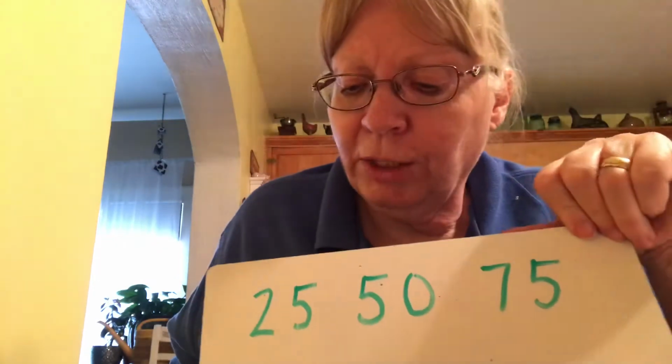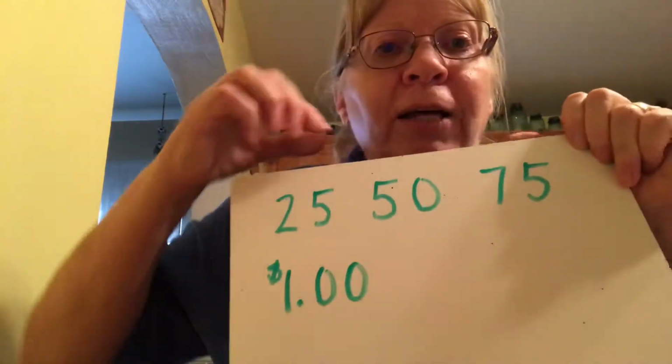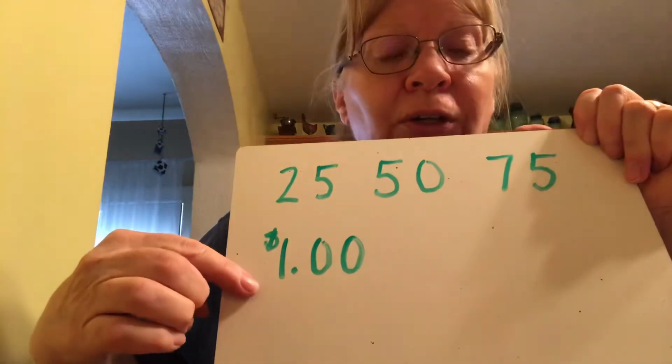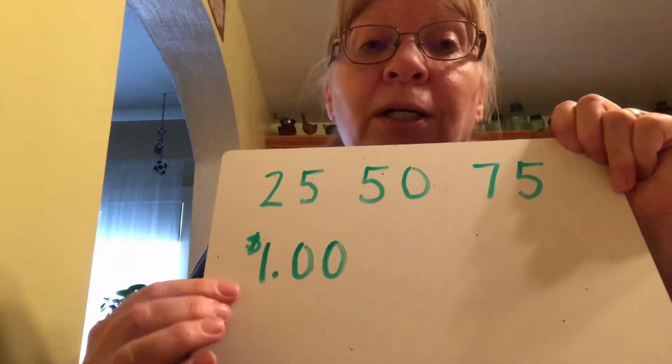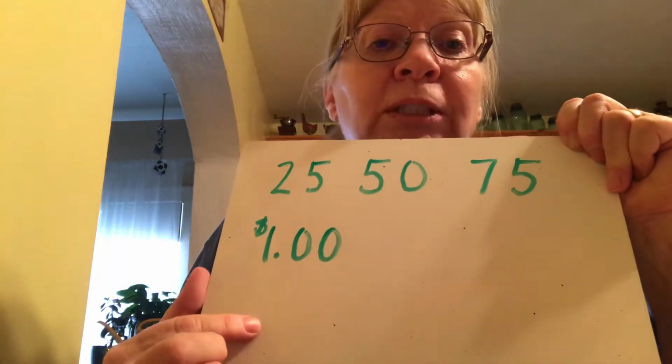Now the rhyme for quarters is: quarter, quarter, big and bold, you're worth 25, I am told. So when we have quarters, we're going to be counting by 25s. It goes kind of like this: 25, 50, 75, $1. And if we were to keep going, it would be 125, 150, 175, $2. I should write that down.